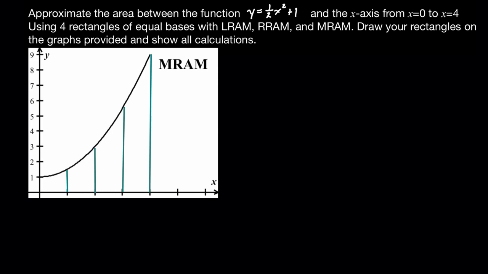All right, so the last one we're going to be doing is going to be an MRAM. Remember, with the MRAM, you go straight up the middle. Where this hits the function, that's where you draw the height. Come straight up the middle. Where it hits the function, that determines the height of your rectangle. And do the same thing here. That's the height of your rectangle. And then the last one here comes straight up.